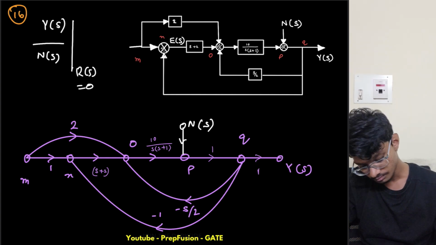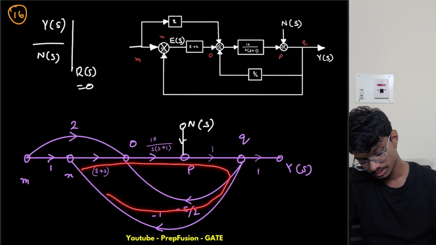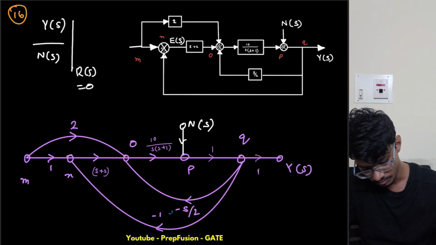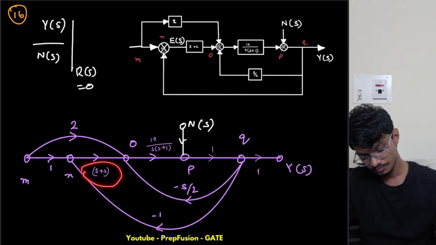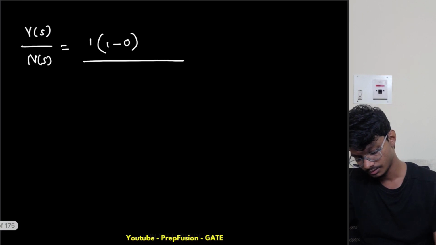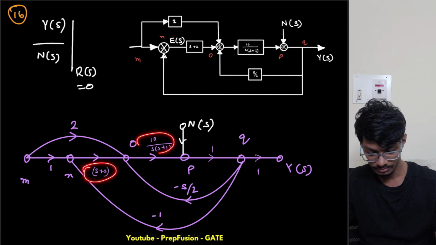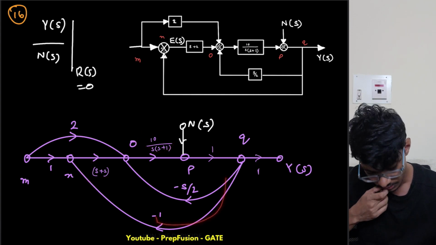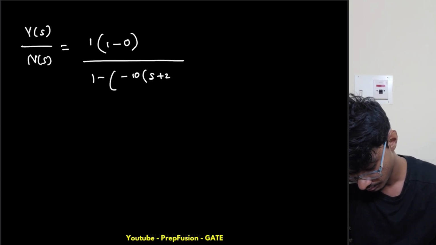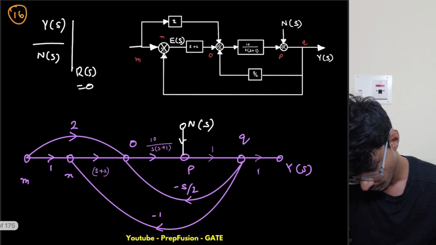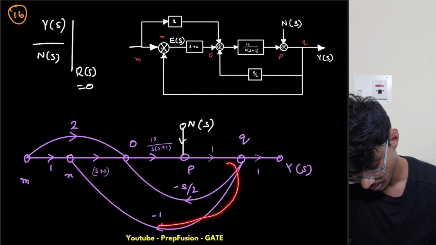So what is the gain of this one? This becomes minus 1 only. Let me keep this on top so that you won't get confused. So this is s plus 2. Let me write here 1 minus s plus 2 into 10 by s plus 1 into minus 1. So minus 10 into s plus 2 into s by s plus 1 into minus 1, right?